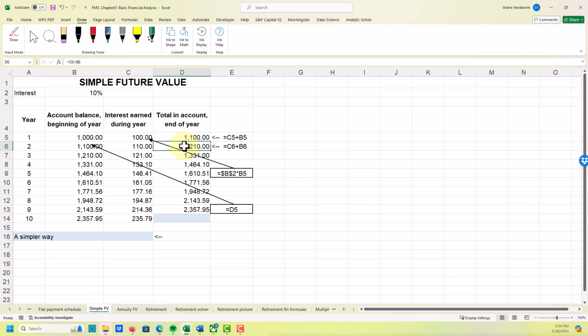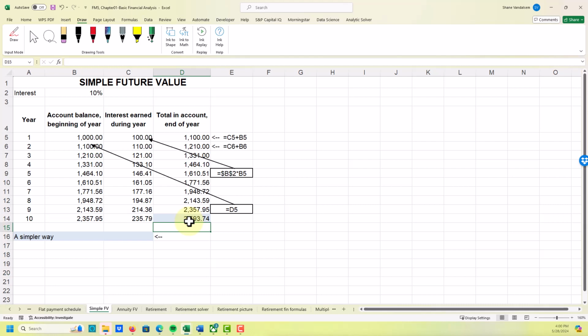$1,210. And this is referred to as compound interest, or compounding, where we earn interest on the interest. At the end of the last year down here, after 10 years, we can see that we have a total amount in our account of $2,357.95 plus the interest we earn on that during the year, or $2,593.74.